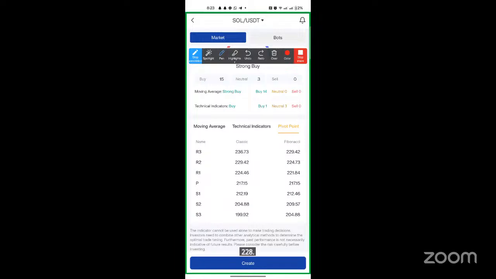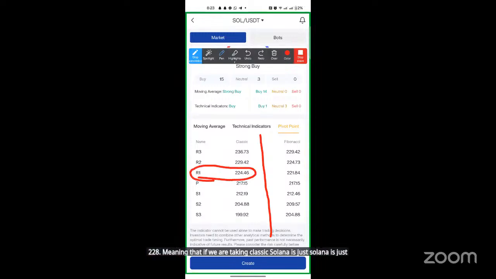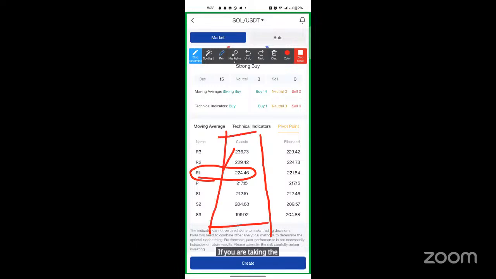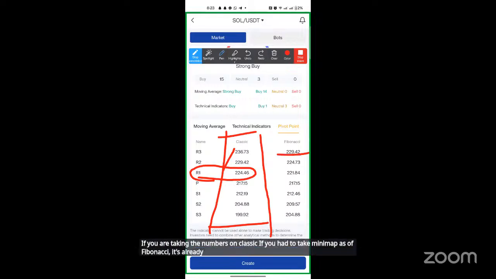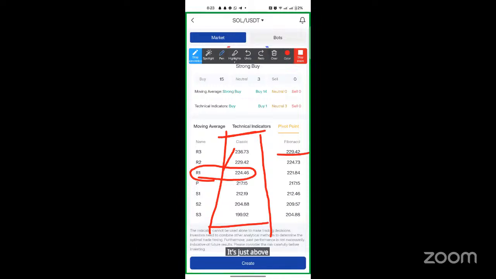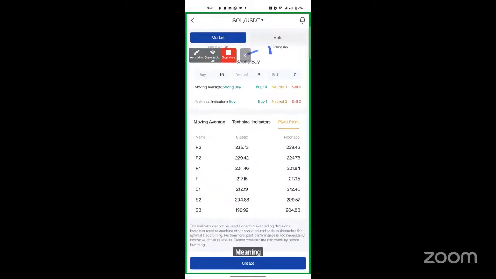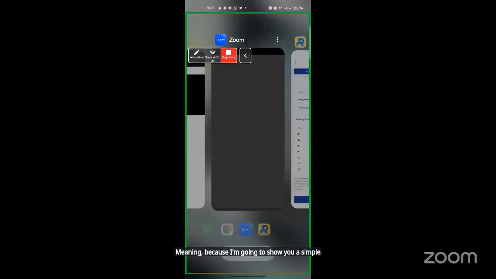228. Meaning that if we are taking classic, Solana is just above resistance 1. It has not yet reached resistance 3. If you are taking the numbers of Fibonacci, it's already at resistance 3. But if you are taking the numbers of classic, it's just above resistance 1 going to resistance 2. Give me a yes in the chat if you can see it. Because I'm going to show you a simple way. If you have seen that, give me a yes in the chat.